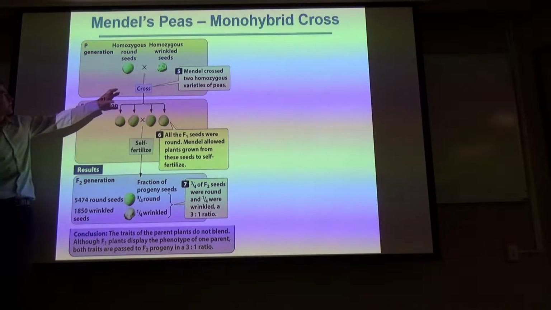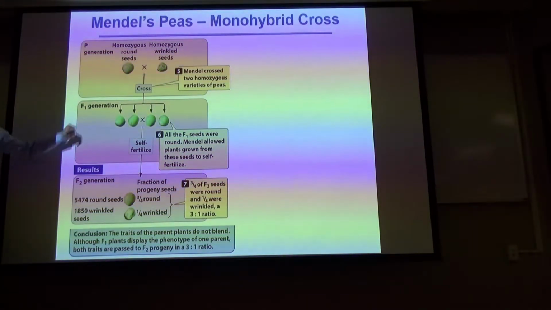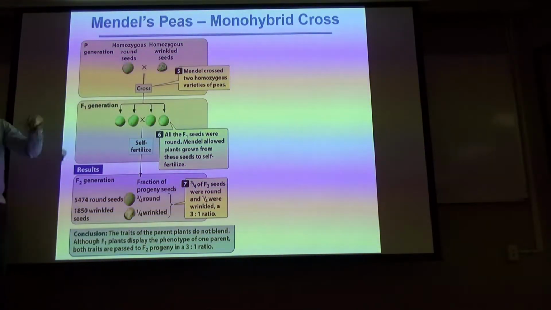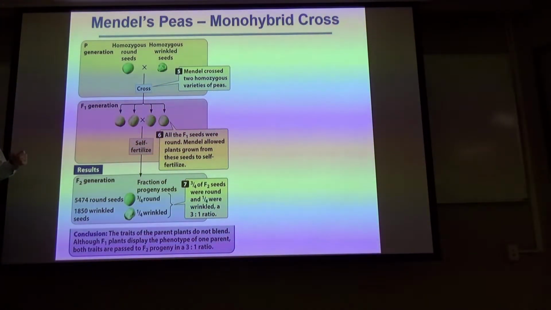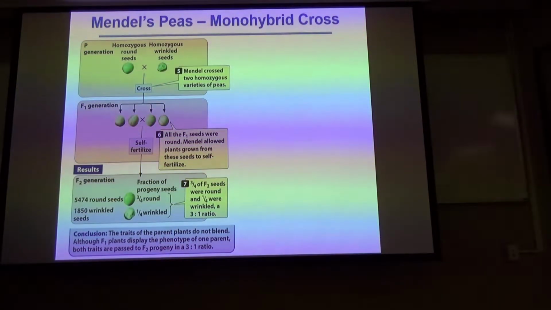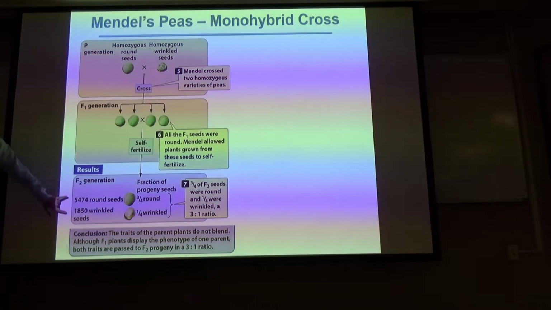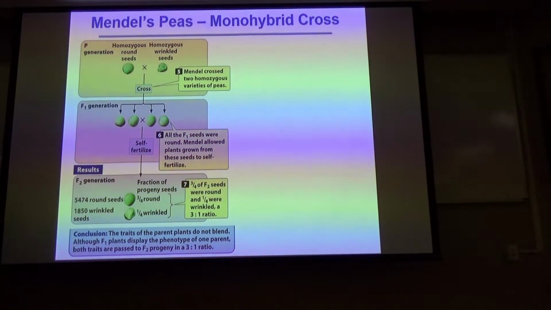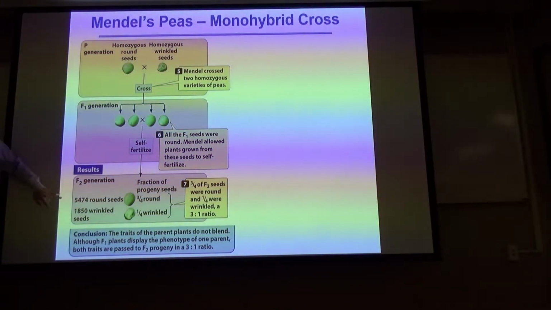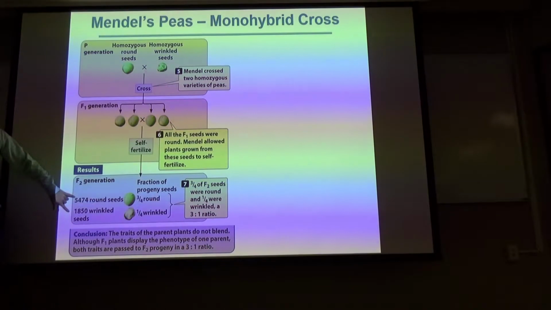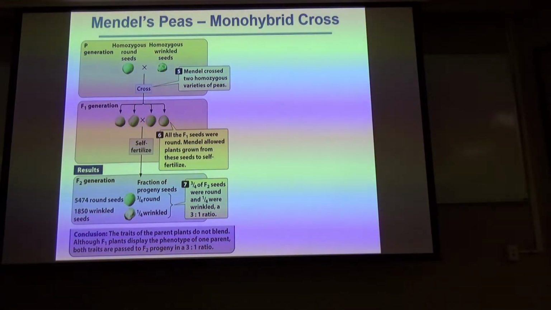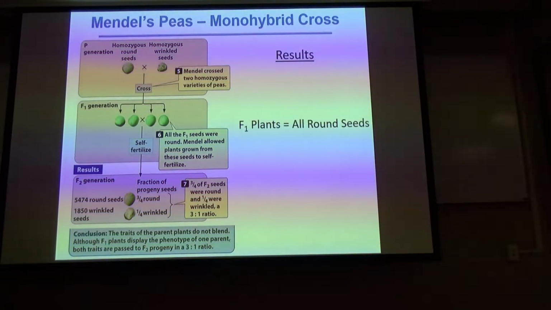When he crossed those two, the wrinkled and the round seeds together, he got an F1 generation that was all round seeds. Then he self-fertilized that F1 generation, because they're hermaphrodites again, and what he got out of it was 3/4 round, 1/4 wrinkled. In fact, he did this experiment many, many times, and clearly he got something fairly similar in proportion to this. And we'll talk about how we can statistically determine if these frequencies match at the end of this particular lecture. Now, from this, he hypothesized these genetic factors.